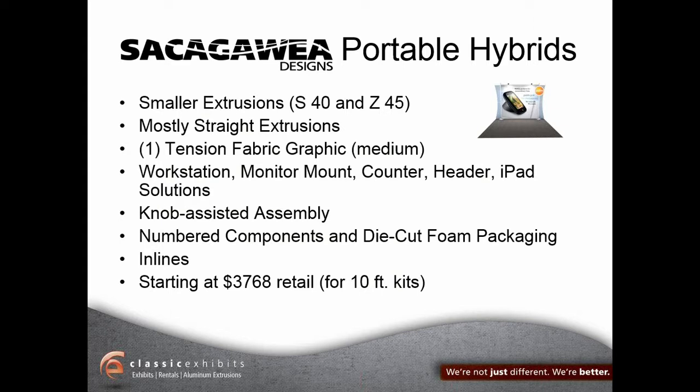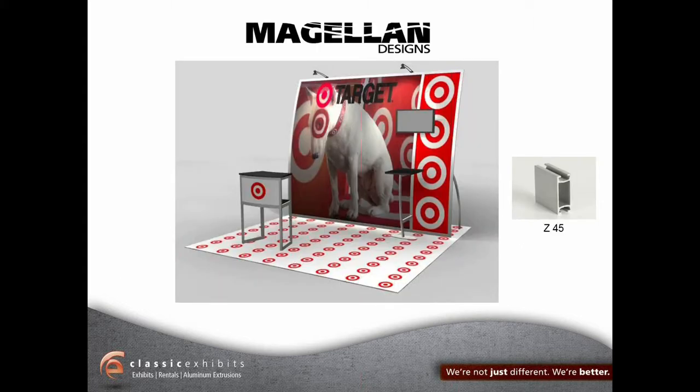SACAGAWEA is an inline system, and the cheapest for a 10 by 10, for instance, starts at $37.68 retail. So Magellan is the next step up in that line.